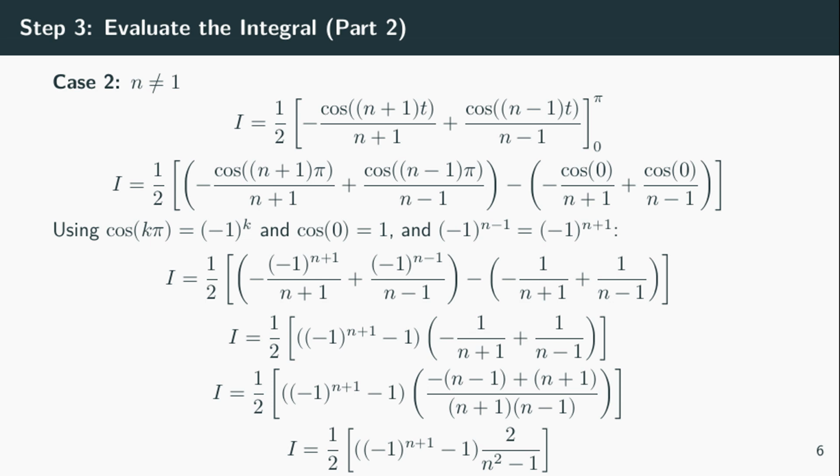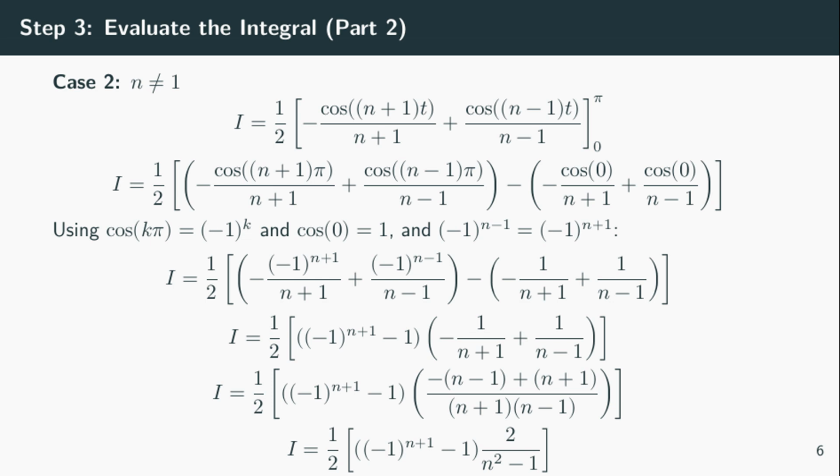We know that cosine of k times pi is equal to minus 1 to the power of k, and cosine of 0 is 1. Also note that minus 1 to the power of n minus 1 is the same as minus 1 to the power of n plus 1. So I is 1/2 times open bracket minus 1 to the power of n plus 1 over n plus 1 plus minus 1 to the power of n plus 1 over n minus 1 closed bracket minus open bracket minus 1 over n plus 1 plus 1 over n minus 1 closed bracket.